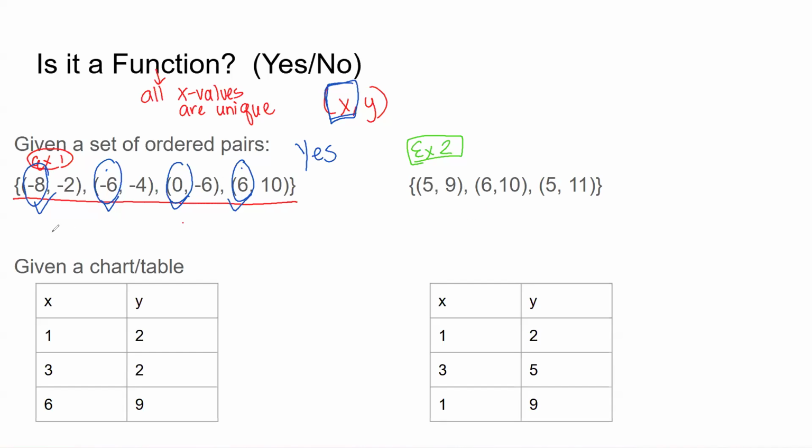Just look at your x values, again circling in blue. We have 5, we have 6, we have 5. Oh no. He repeated 5 and 5. These are not all unique. So you just need to say no. Again, if your teacher's uptight, no, comma, this is not a function. And again, with my joke, 5 got married to 9, and then he got remarried to 11. That is not allowed. Your x cannot get married twice.